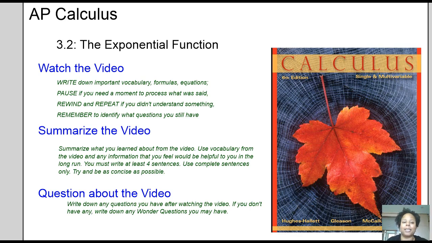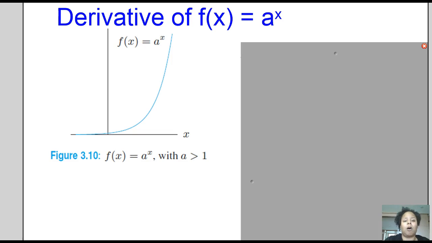All right, let's begin. Last video we were talking about the derivatives of power and polynomial functions, but now we're going to look at determining the derivative if the function is an exponential function. If you recall, exponential functions look like a to the x, where a is some constant and we like a to be greater than 1. The graph of it looks like this. So the question is, what do you think the derivative of this function will be?